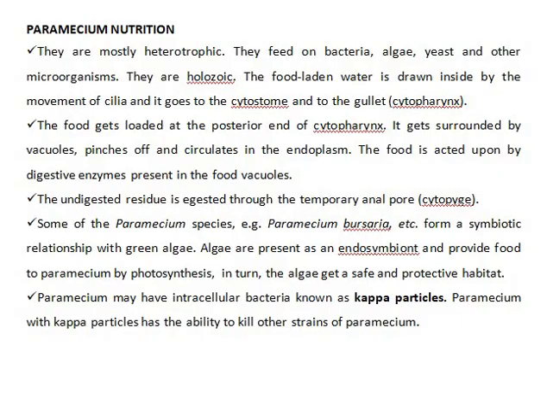Some Paramecium species, for example Paramecium bursaria, form a symbiotic relationship with green algae. Algae are present as an endosymbiont and provide food to Paramecium by photosynthesis. In turn, the algae get a safe and protective habitat. Paramecium may have intracellular bacteria known as kappa particles. Paramecium with the kappa particle has the ability to kill other strains of Paramecium.